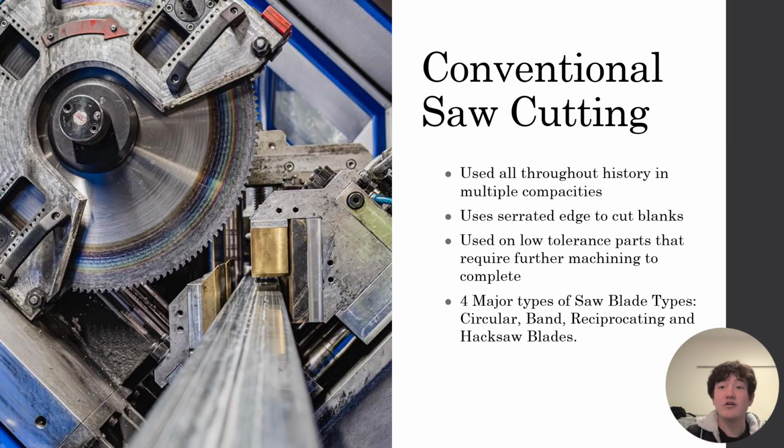Alternatively, there's conventional saw cutting, which is more in the traditional sense, and uses serrated edges to cut objects, blanks, or materials. It has a lower tolerance compared to abrasive jet cutting, which is due to it actually having a physical blade. It has various blade types, which can change from circular, band, reciprocating, and a hacksaw.